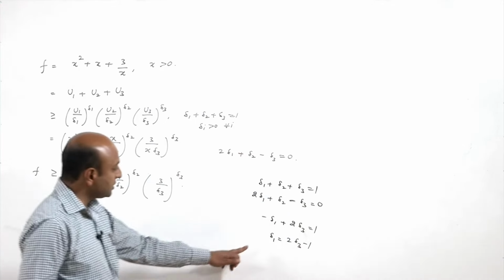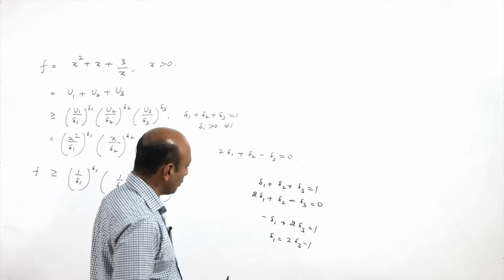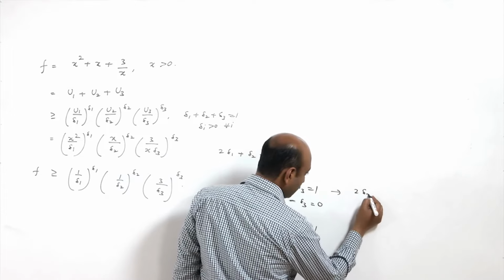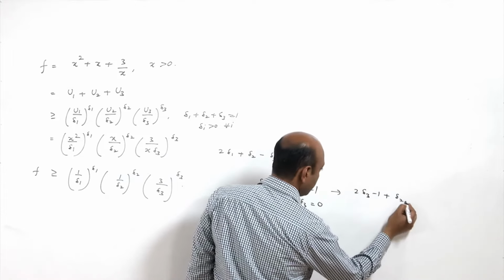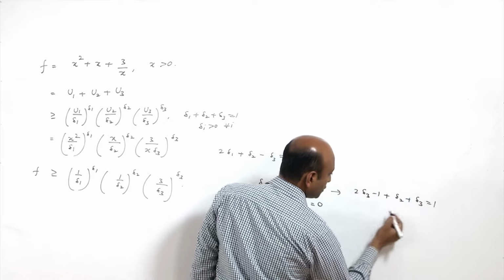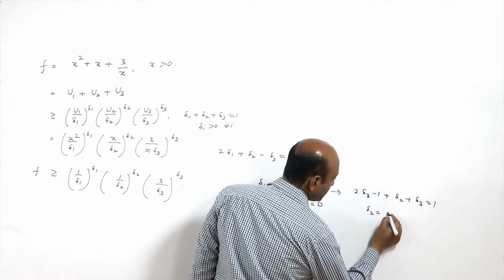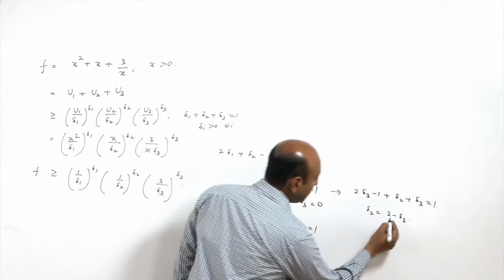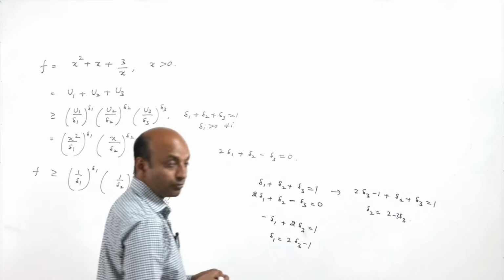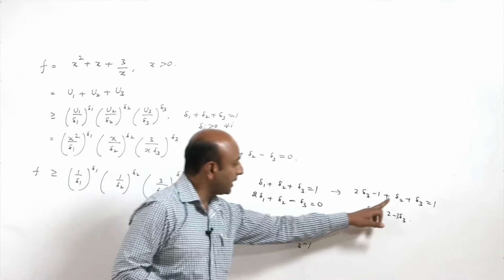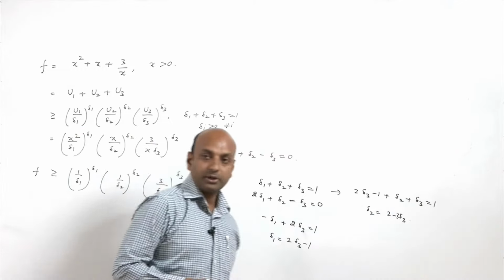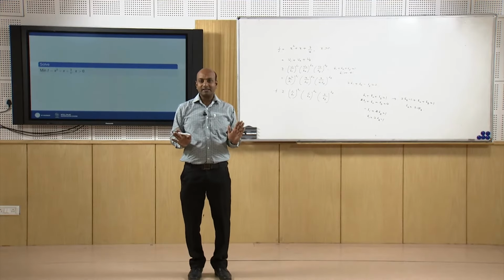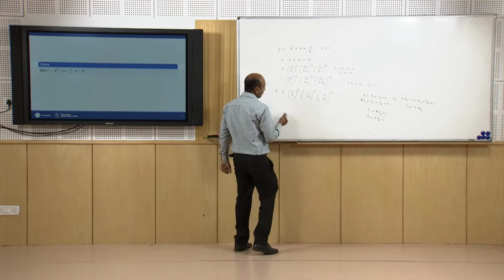So, you can substitute this in any one of the equations. Suppose, delta 1 is 2 delta 3 minus 1, plus delta 2 plus delta 3 is equal to 1. So, delta 2 we obtain as 2 minus 3 delta 3. Okay. So, we have expressed all the variables in terms of one variable, that is delta 3. Now, you can put it over here.